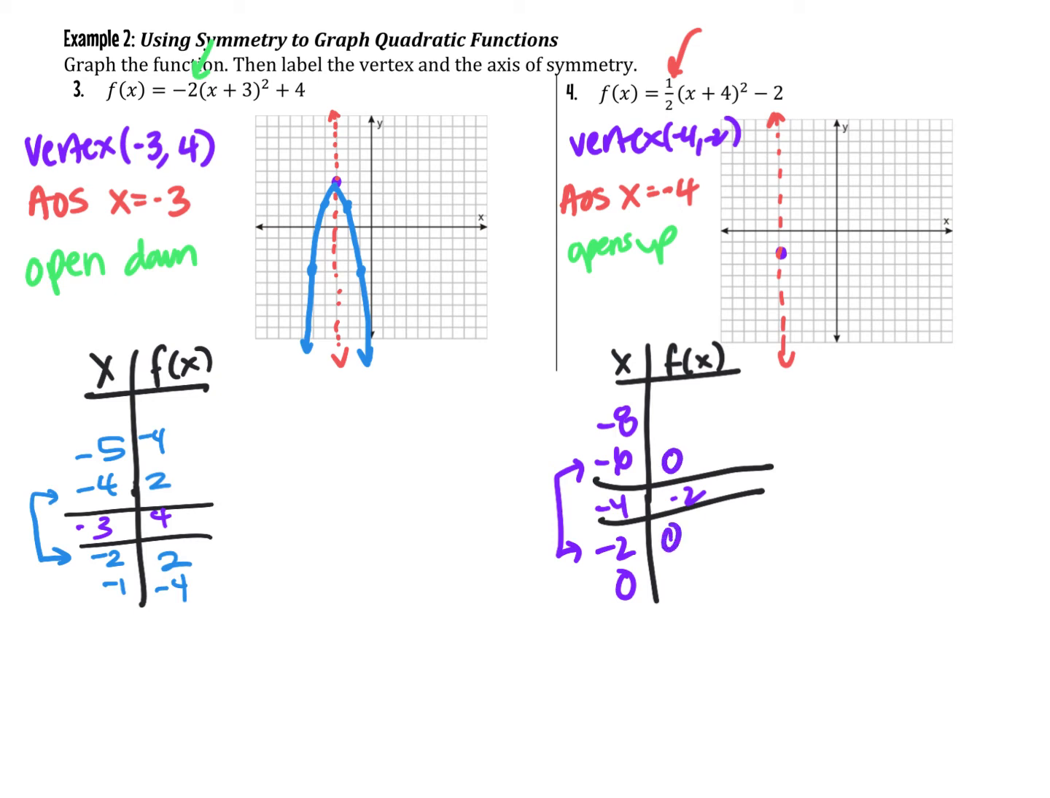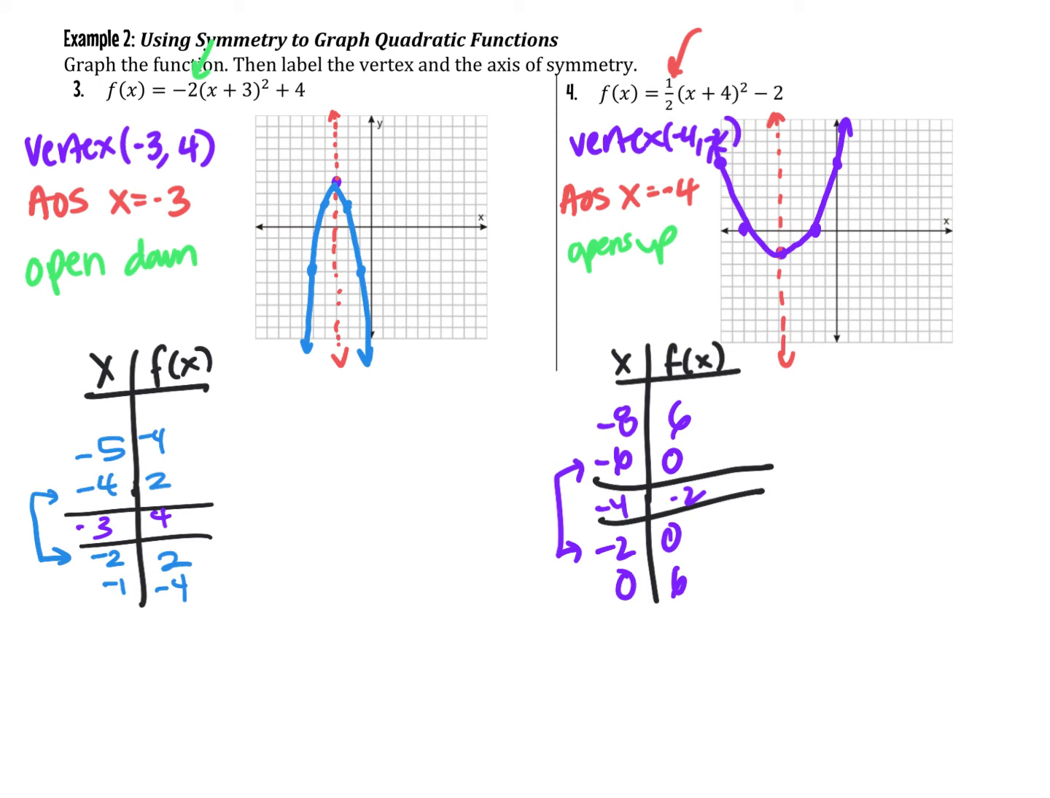And then I would much rather plug in 0 than -8. If I plug in 0, I get 4 squared is 16. Half of 16 is 8. 8 minus 2 is 6. And then I'm going to go ahead and plot those points and connect them. And I'm going to make sure that my graph has arrows on the ends of it.